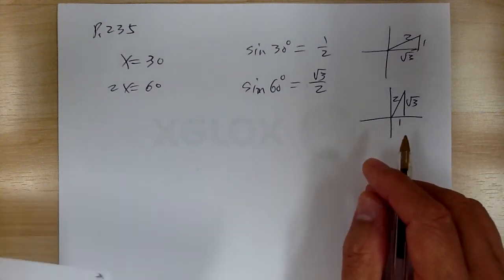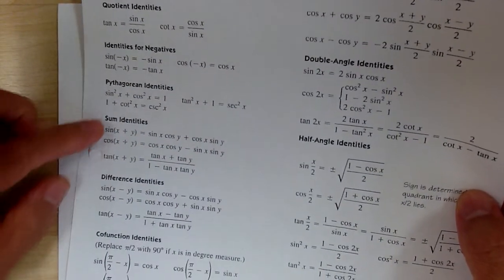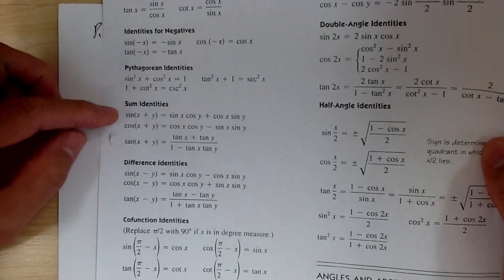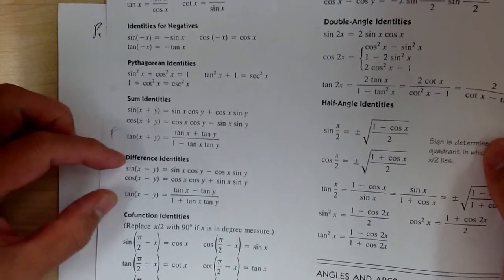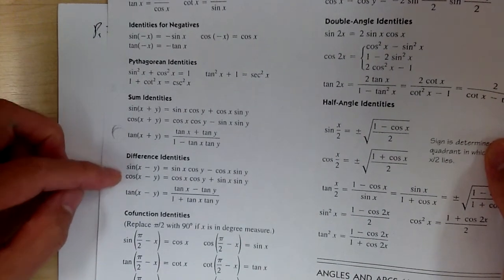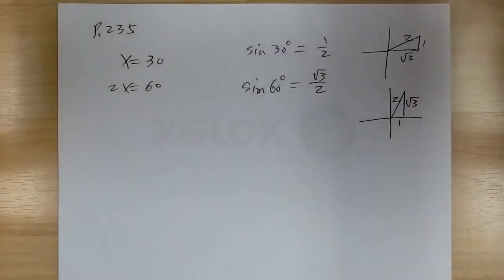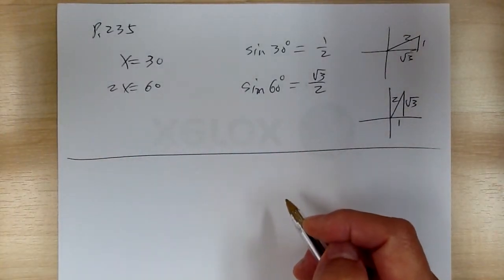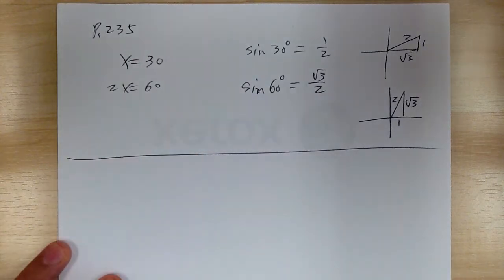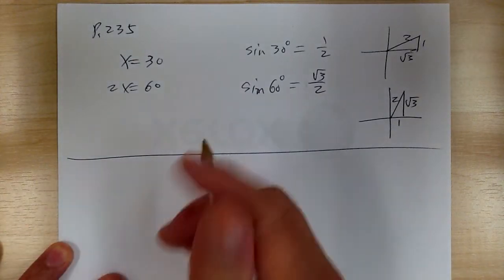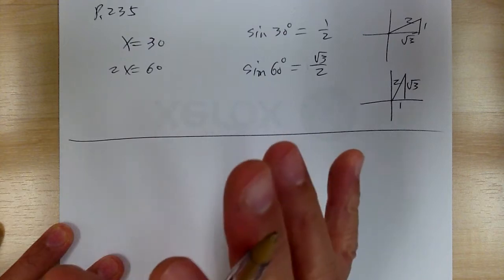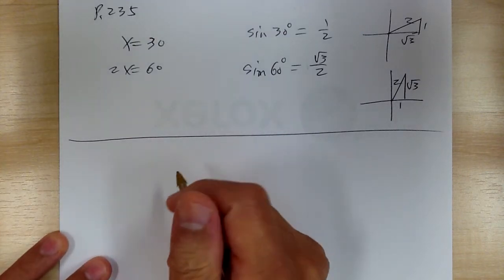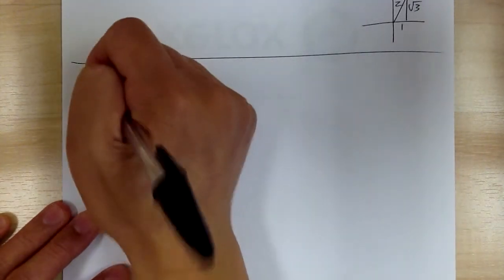So if you look on your handout, here are the sum identities for sine, cosine, and tangent, and the difference identities for sine, cosine, and tangent. The way to memorize this is, I don't like to use x and y because students have a tendency to get confused. I like to use A and B.